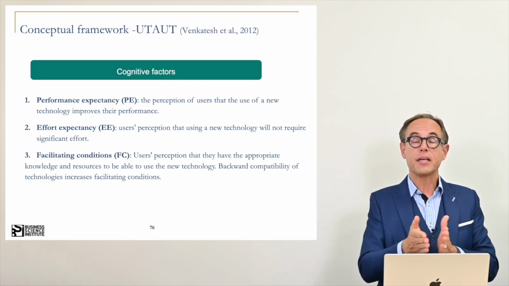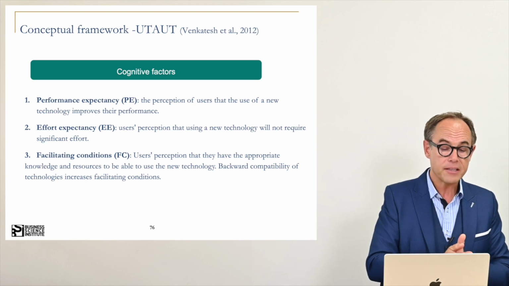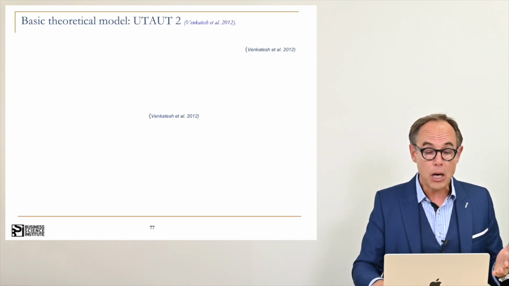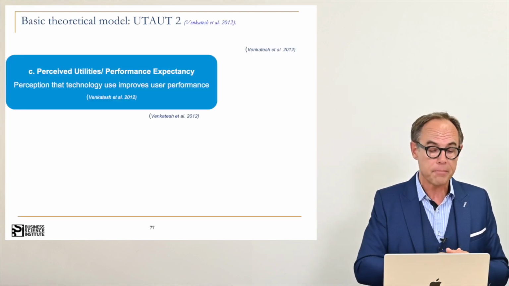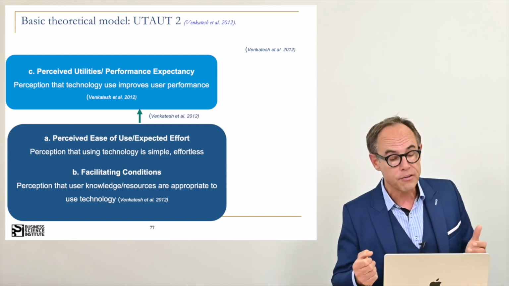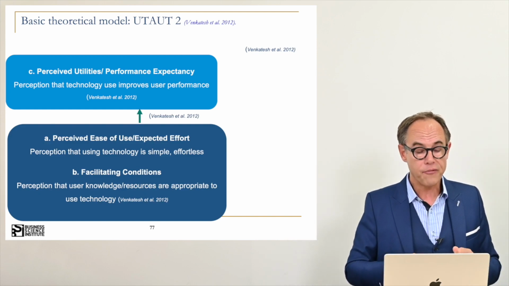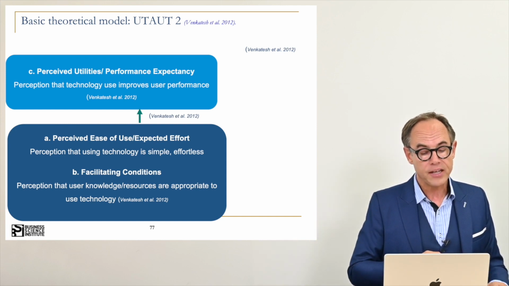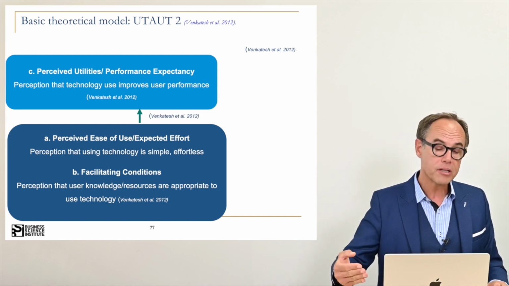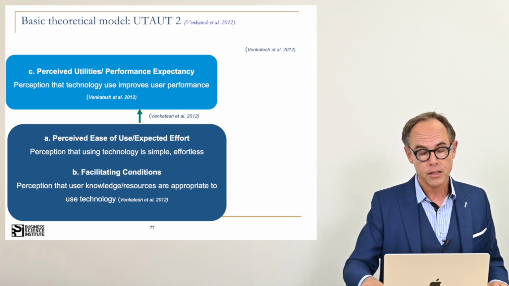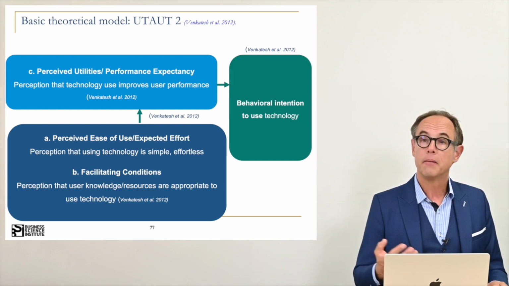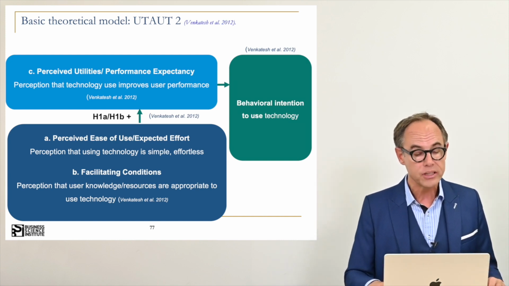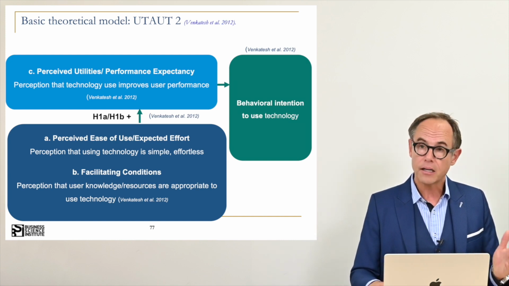We start from the basic UTAUT model, so performance expectancy, effort expectancy, and facilitating conditions, and formulate our hypotheses, which are all justified by theory. You can see here, for example, the positive link between perceived ease of use, or effort expectancy, and facilitating condition is proven by Venkatesh in the UTAUT model. It impacts positively perceived utilities or performance expectancy, which subsequently impact behavioral intention to use. So we have our first group of hypotheses based on UTAUT theory, and it's justified by the theory.